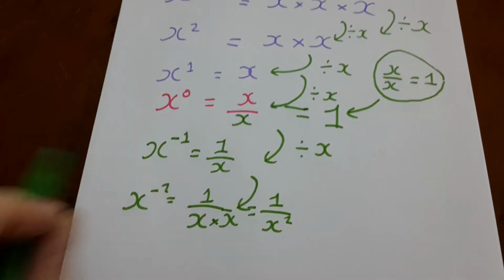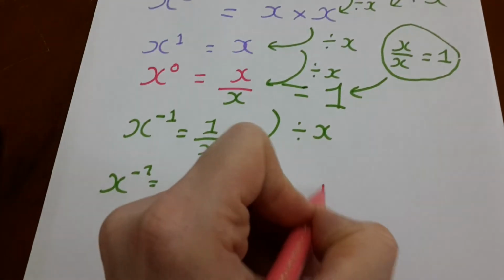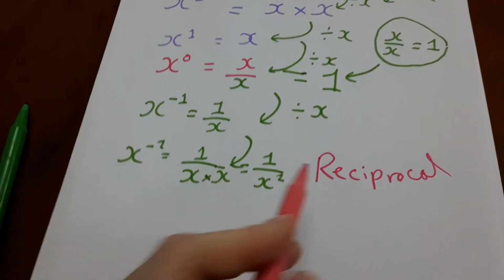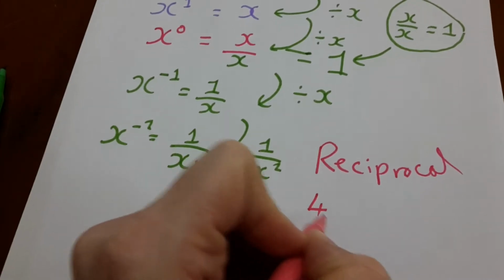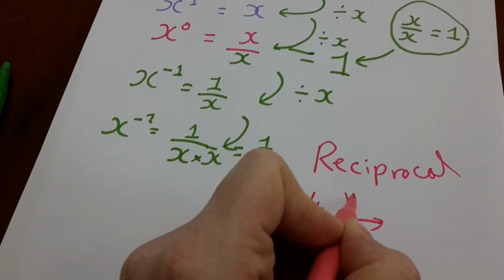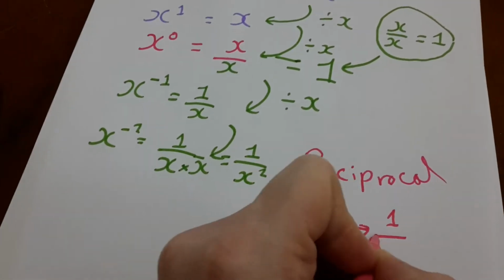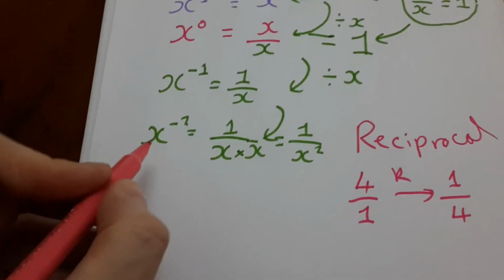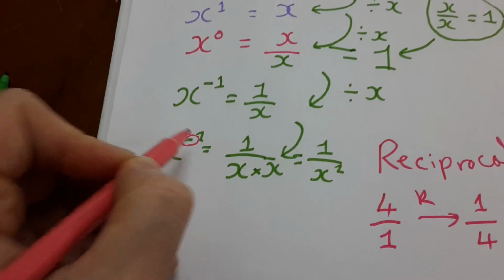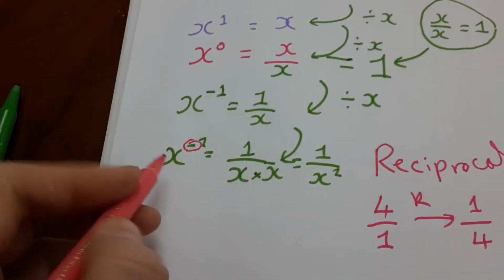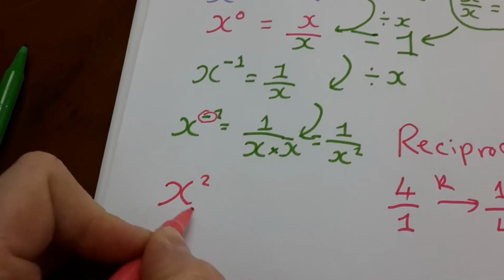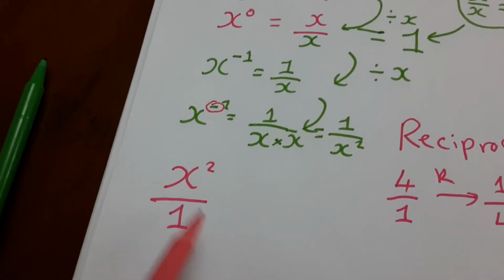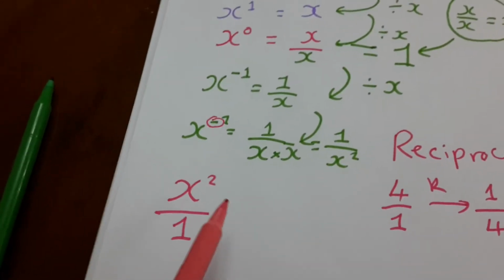Now at this point, it's a really useful word to introduce called the reciprocal. And a reciprocal is when you flip a fraction. So for instance, if I had 4 over 1, the reciprocal of it would be 1 over 4. So why I'm telling you this is, if you see a negative value, that just means the reciprocal of that normal power. So normally x squared would look like this if we wrote it as a fraction, because something divided by 1 gives you just itself.